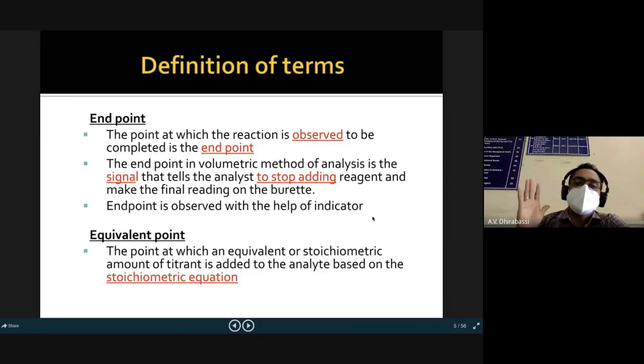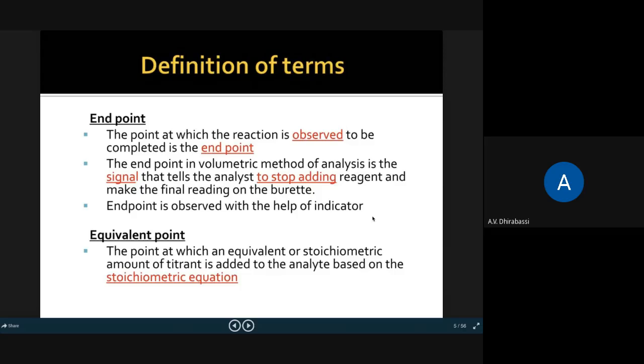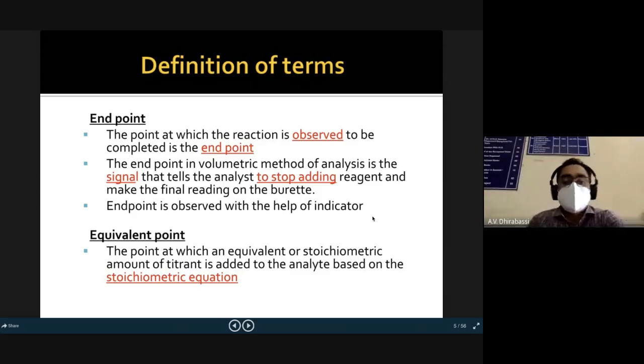That is the endpoint. You should know when we will know the endpoint: when any color change happens. So the endpoint is observed with the help of an indicator. For that, the indicator is useful. That's why we are using the indicator, because we can observe the endpoint by using it.